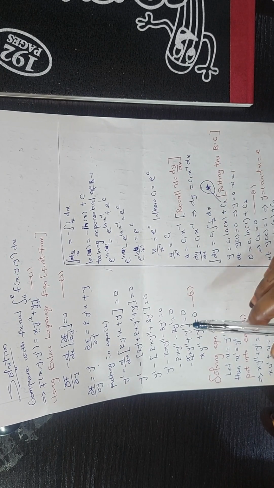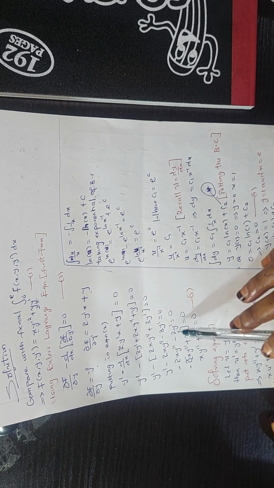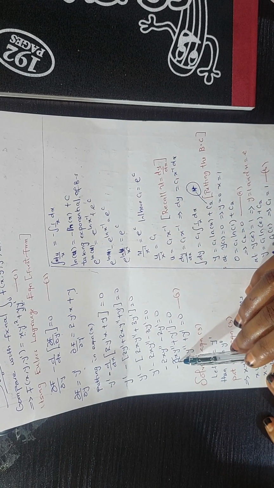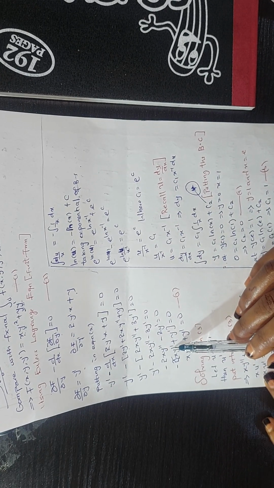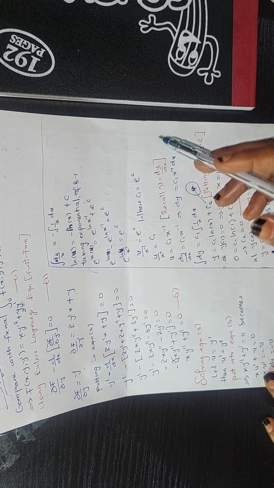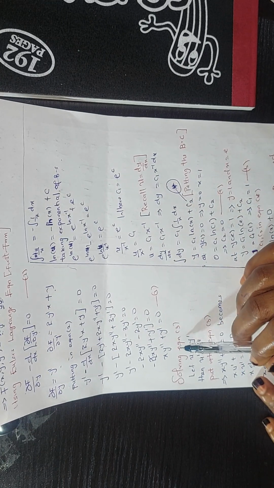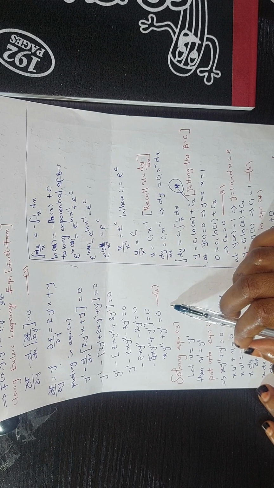So minus 2y' equals 0. Now here I factorize minus 2 out. I have xy'' plus y' equals 0. Divide both sides by minus 2. I'm left with xy'' plus y' equals 0.